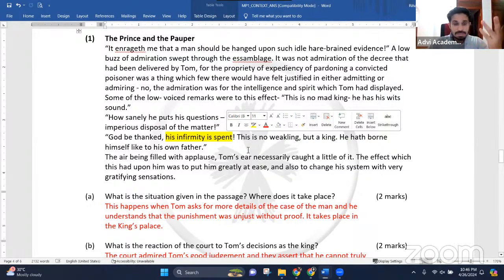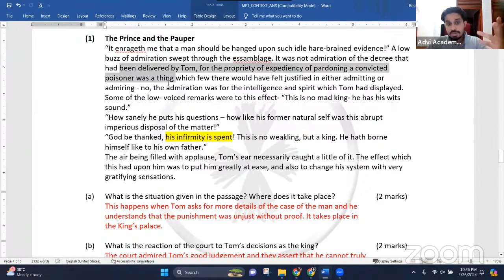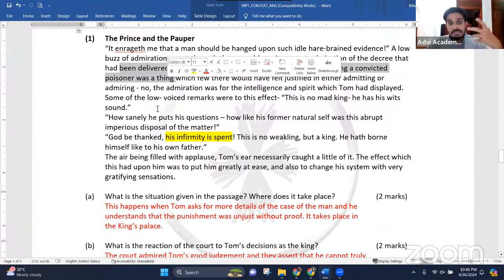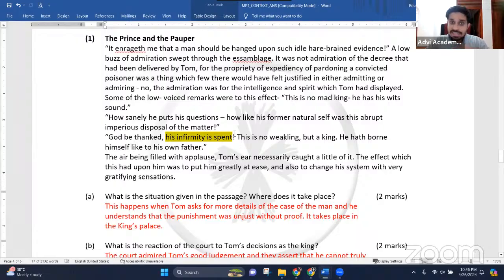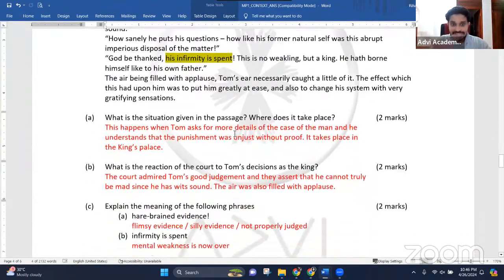Because he was not the prince. They thought he's the prince, so they thought he's mad. The prince has actually lost his mind. So the moment Tom actually delivers a good justice, they're like, okay, his madness is gone. He's now okay. That's what that means.